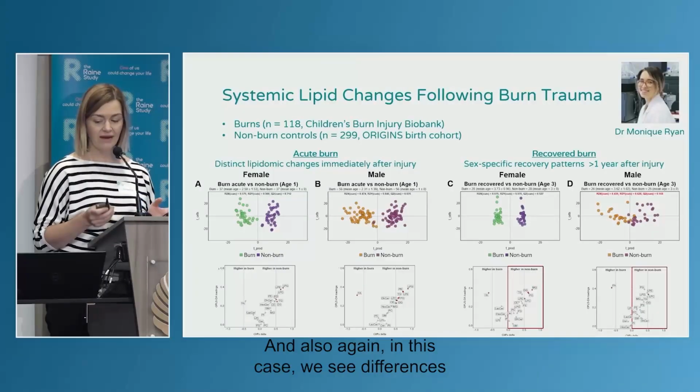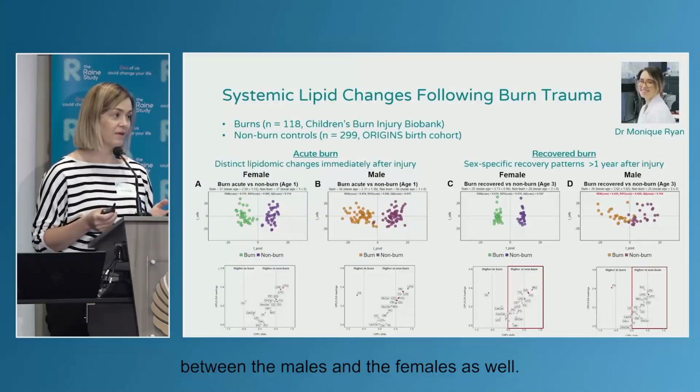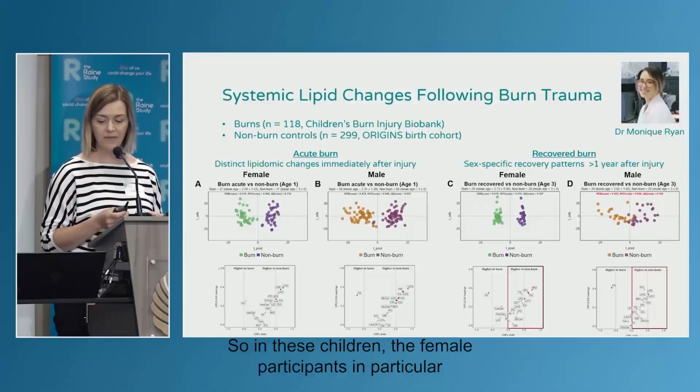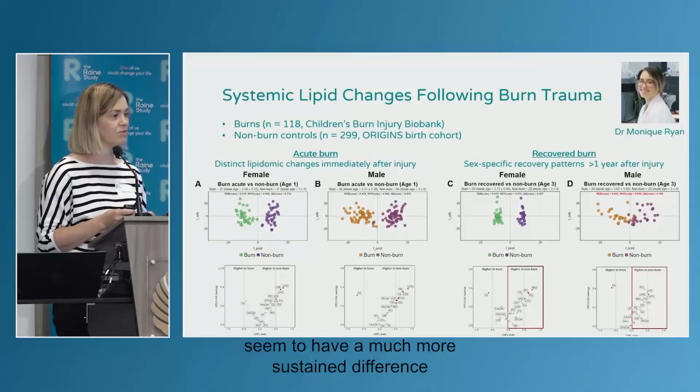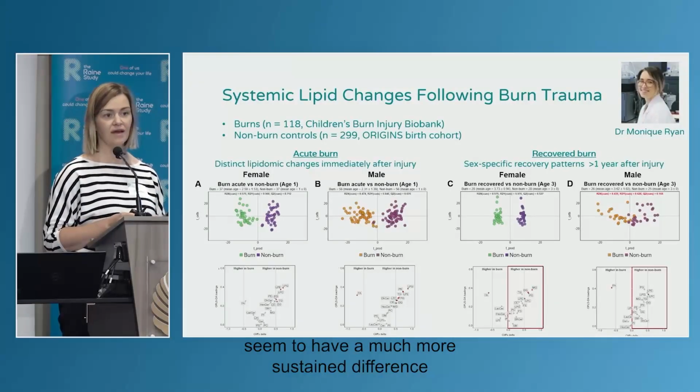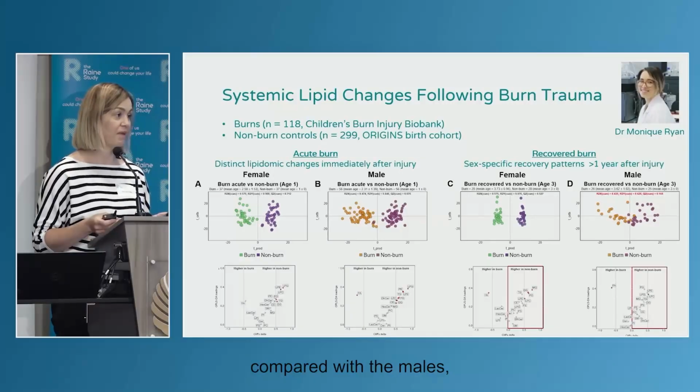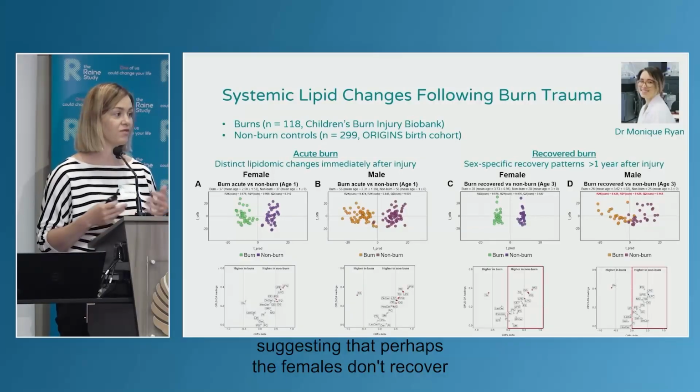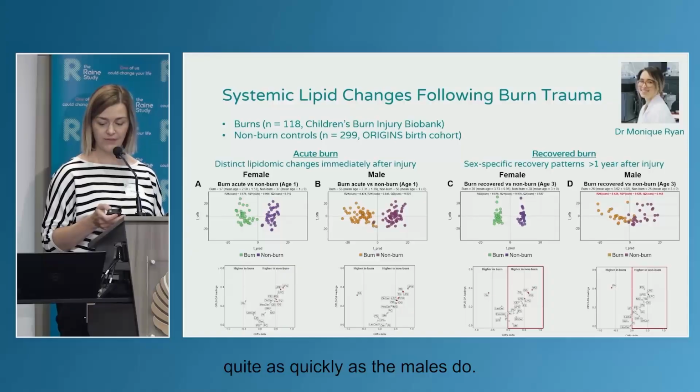And also, again, in this case, we see differences between the males and the females as well. So in these children, the female participants in particular seem to have a much more sustained difference in their follow-up time point compared with the males, suggesting that perhaps the females don't recover quite as quickly as the males do.